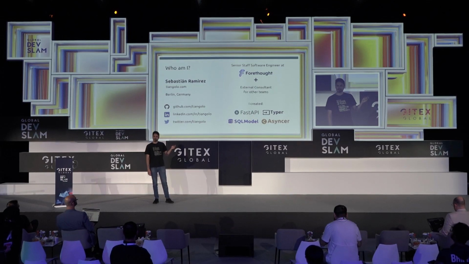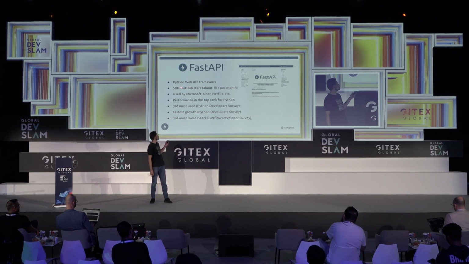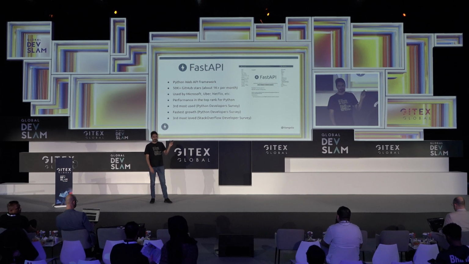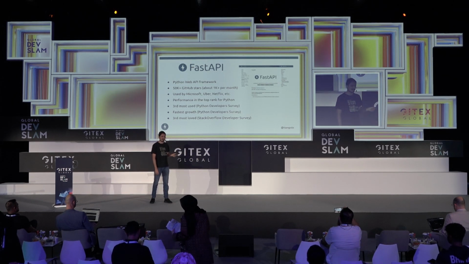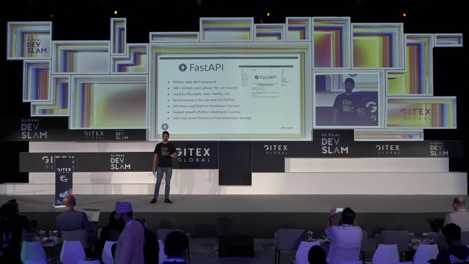I also work with some other companies, and I created a bunch of open source packages. The thing that is most known will be FastAPI. FastAPI is a Python web API framework that has a bunch of GitHub stars, is used by a bunch of companies. Some people have liked it, so that's cool. That's why they brought me here, because of FastAPI. But now we're going to talk about modern Python.